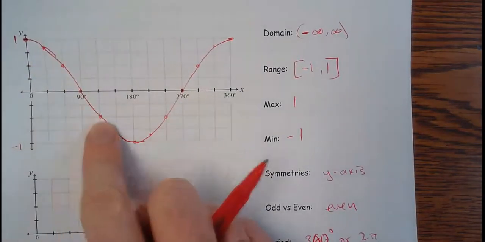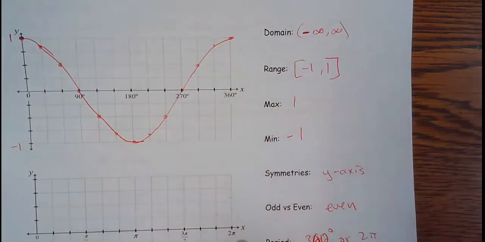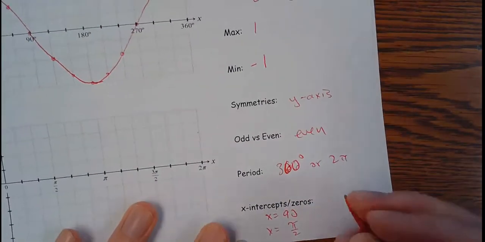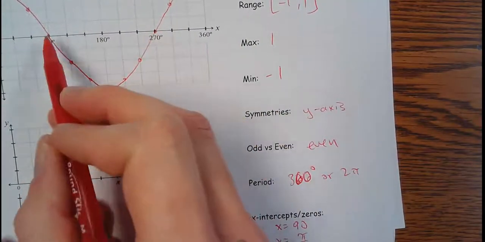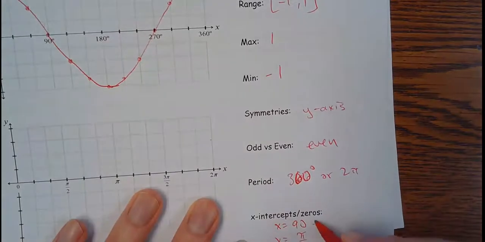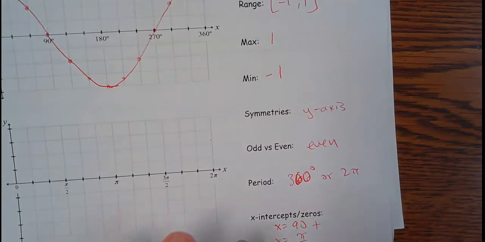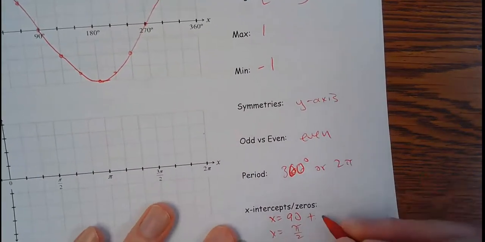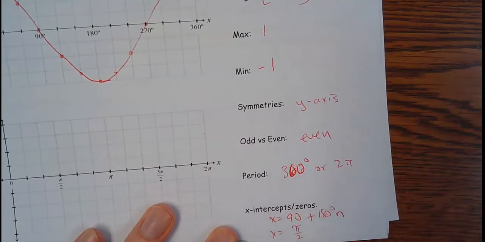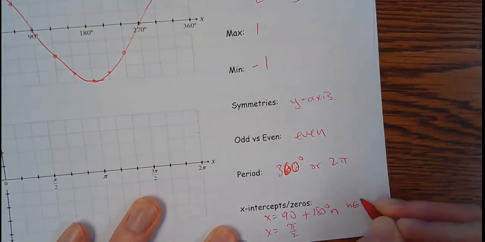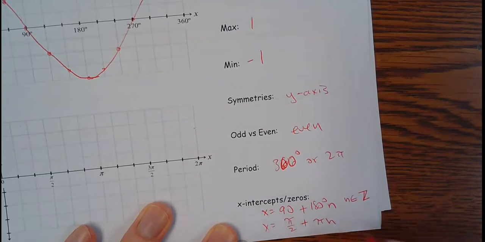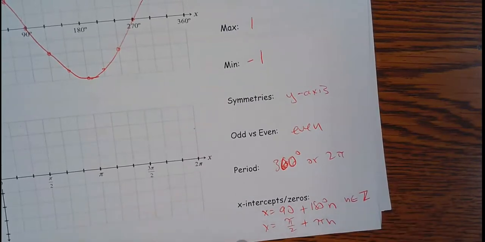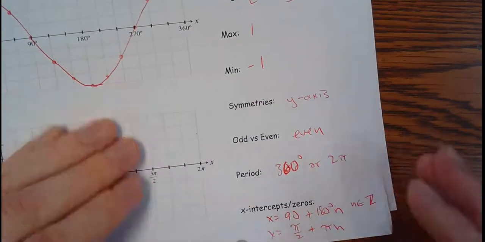It goes down, hits it, comes up, hits it, and every 180 degrees it's going to hit it. So 90 to 270, that's 180 degrees. So instead of 360 being the period, the x-intercepts happen every 180 degrees. So I'll say n, as long as n is in the integers, this would be pi over 2 plus pi n. So that's how the cosine function looks.